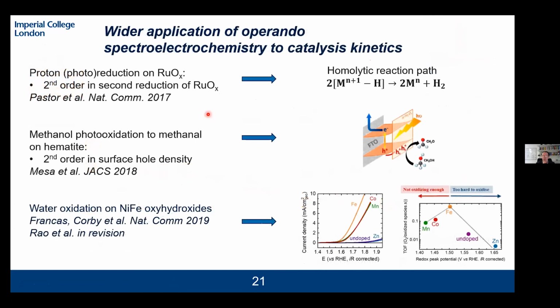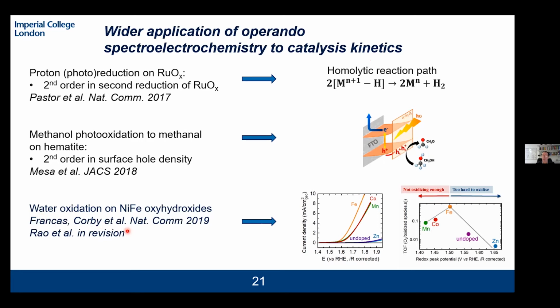We've used this approach to study a range of catalytic systems. For example, we've applied it to proton reduction on a ruthenium electrocatalyst, to looking at organic oxidations, in this case methanol oxidation on hematite. Photooxidation, and in this case we observed second order behavior, and we could propose a mechanism based on that. And we've also used this to look at nickel iron oxyhydroxide electrocatalysts.